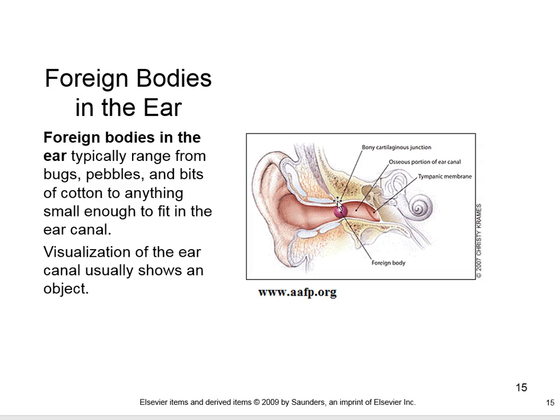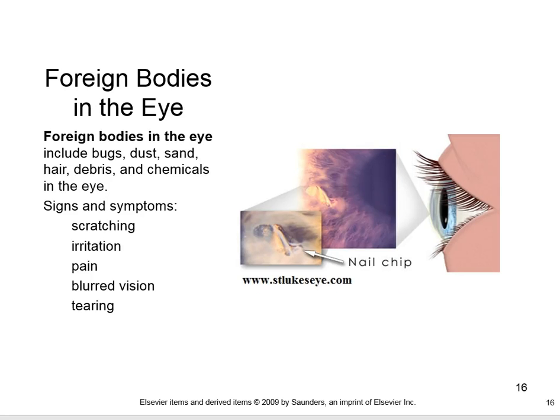Attempts to remove the foreign body may push it further into the canal and lodge it at this narrow point. In addition, the tympanic membrane can be damaged by pushing the foreign body further into the canal or by the instrument used during removal attempts. Foreign bodies in the eye include bugs, dust, sand, hair, debris, and chemicals. Signs and symptoms: you have scratching, irritation, pain, blurred vision, and tearing. This particular one, this nail chip, is a foreign body in the iris. This patient was hammering a nail and was struck in the eye by a chip from the nail.